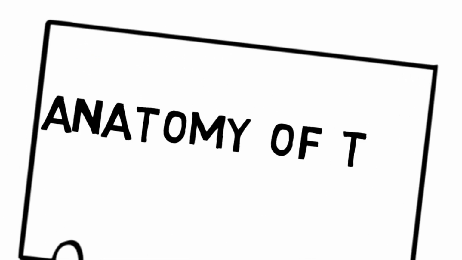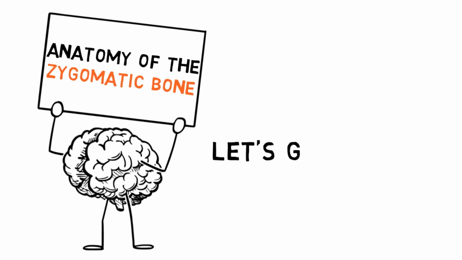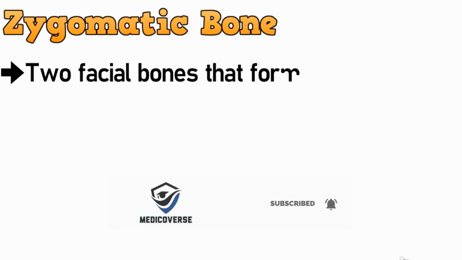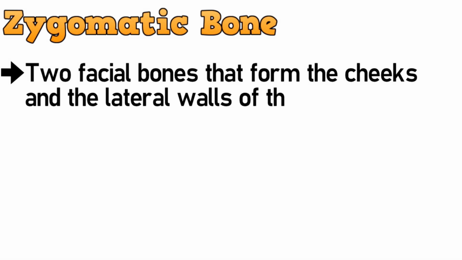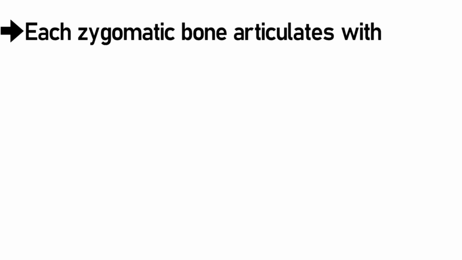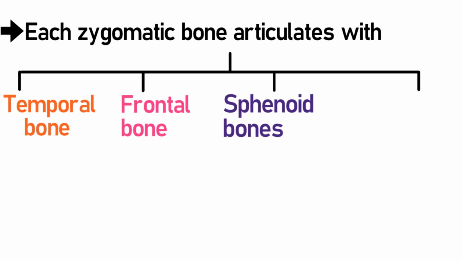In this video, we will discuss the anatomy of zygomatic bone. So without wasting any more time, let's get started. Starting with the general information. Zygomatic bones are the two facial bones that form the cheeks and the lateral walls of the orbits. They are also commonly referred to as the cheekbones. Each zygomatic bone articulates with the temporal bone, frontal bone, sphenoid bone, and the maxilla.